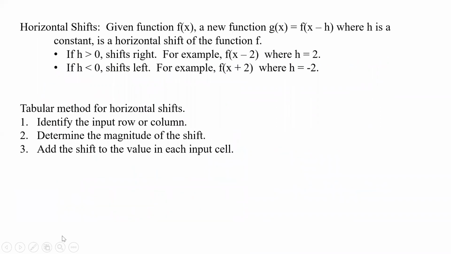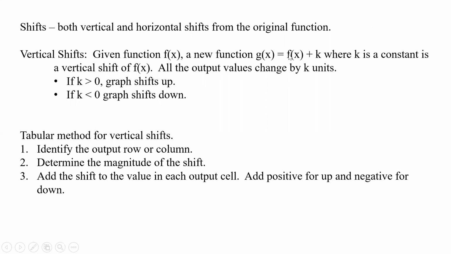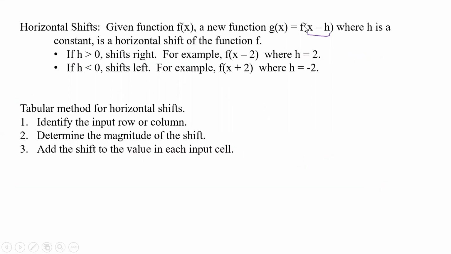Now with horizontal shifts, again, we're going to be given some function f of x, and we're going to get to a new function g of x. But now we're going to look at the input values. Remember, over here we were adding something to the output. This time, we're adding something to the input. And so our standard function notation is going to be f of x minus h. Here, h is going to be some constant. It's a horizontal shift from our original function of x.